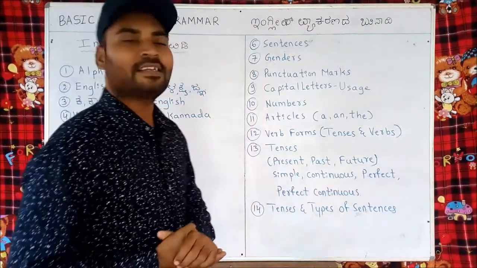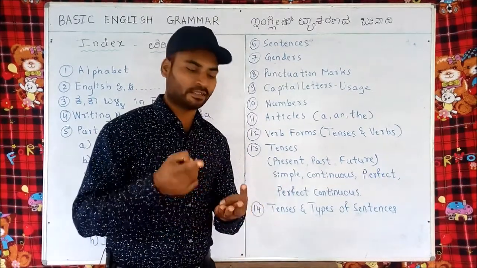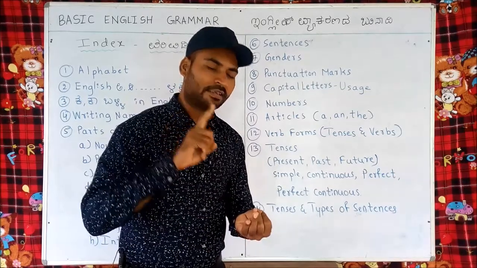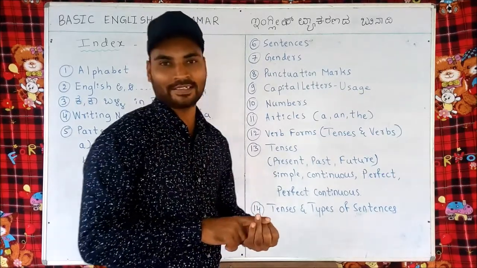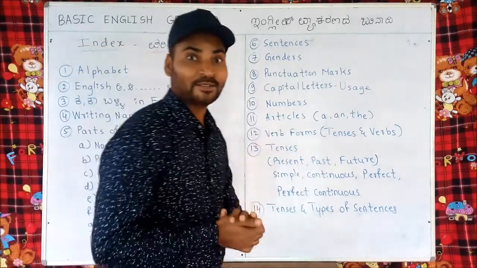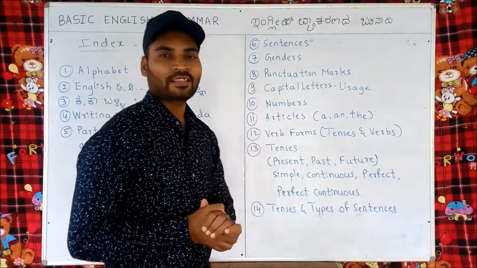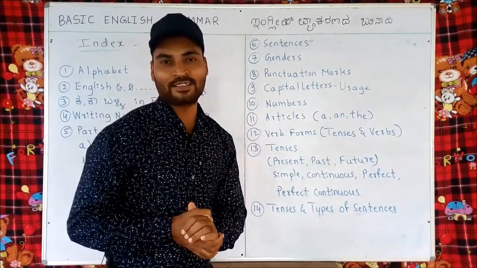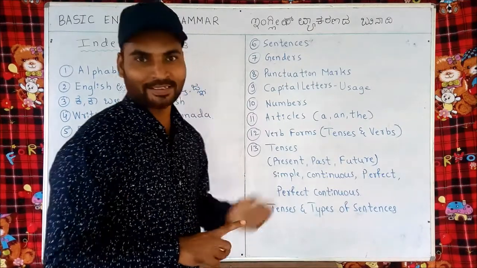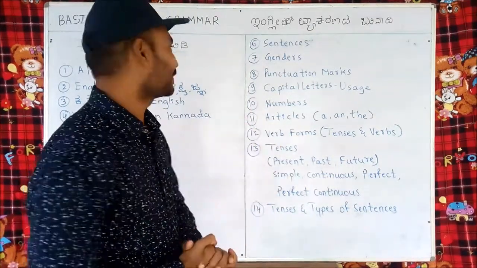Then comes sentences. In the lesson sentences, we study assertive sentences, interrogative sentences, imperative sentences, and at last exclamatory sentences. These are all the kinds of sentences and their meanings and examples we study there. Then comes genders. There are 4 types of genders: masculine, feminine, neuter, and common gender. And about these genders we study, and we have a list of those genders.